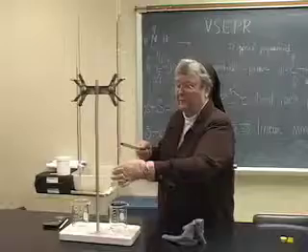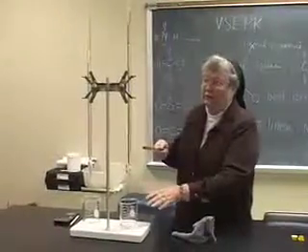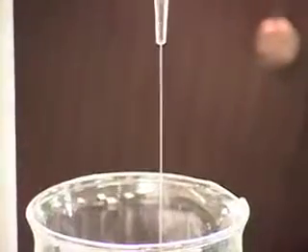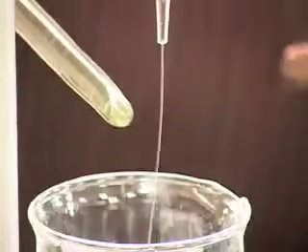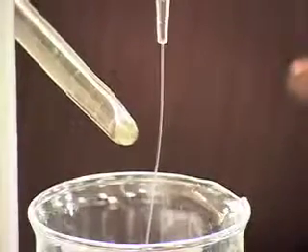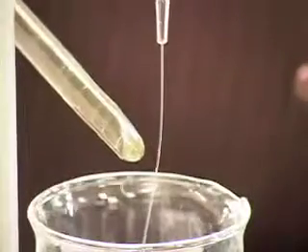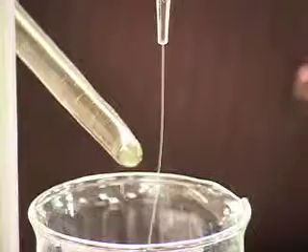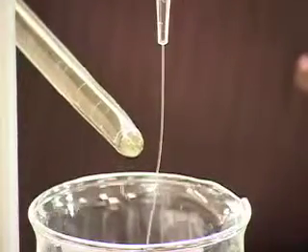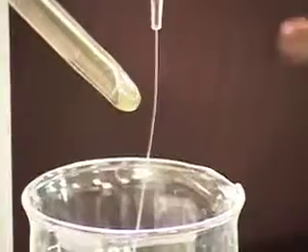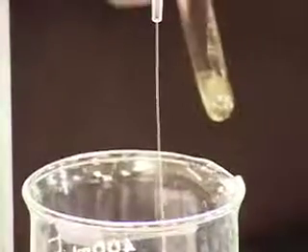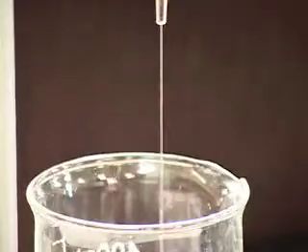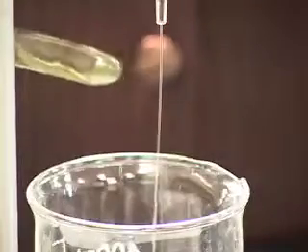So I'm going to turn this on, and you see the stream falling, and I'm going to approach that stream with this. You see the stream bending? So that means that's water. This is water. It's polar. Otherwise it wouldn't bend, it wouldn't be deflected. See, it's attracted to this, bending the stream.